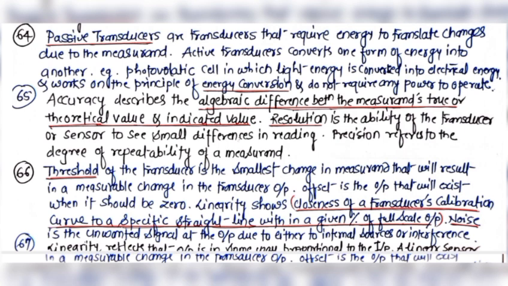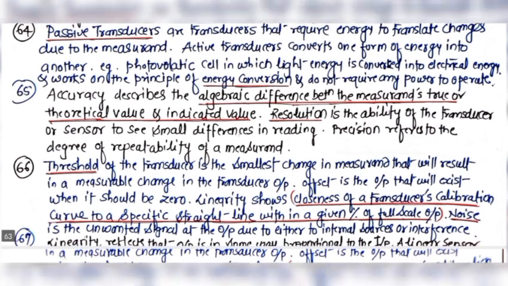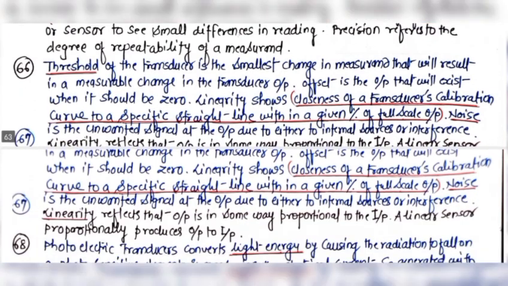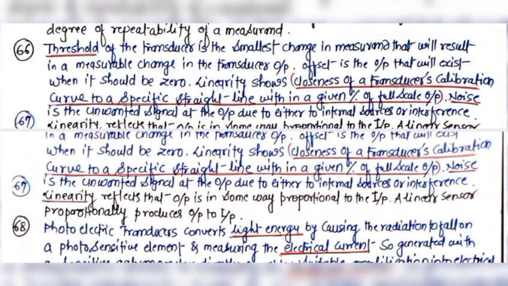output. Offset is the output that will exist when it should be zero. Linearity shows closeness of the transducer's calibration curve to a specific straight line, which is a given percentage of full scale output. Noise is the unwanted signal at the output due to either internal sources or interference. Linearity reflects that output is in some way proportional to the input. A linear sensor proportionally produces output to input.